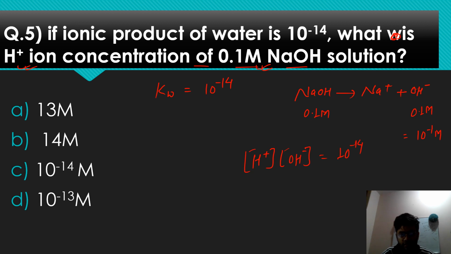And here is H plus, we have to calculate H plus and OH minus. We know Kw is 10 to the power minus 14 and the OH minus concentration is 10 to the power minus 1. So 10 to the power minus 1 will give 10 to the power plus 1. Therefore, the concentration of H plus is what? 10 to the power minus 13 M. Okay, so the right answer is 10 to the power minus 13 M.